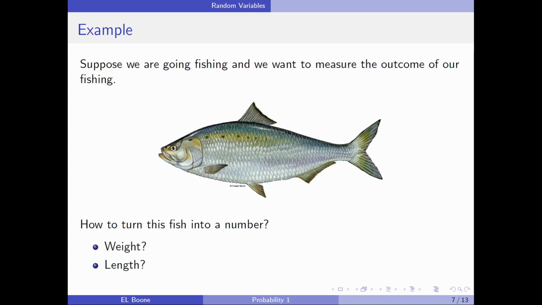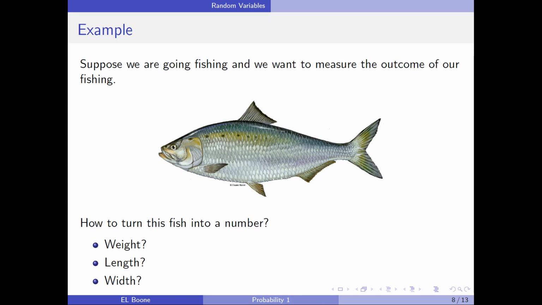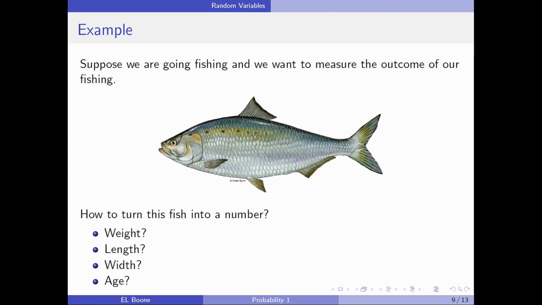We could look at the length, right? There's always that joke. I caught a fish this big, and they hold out their arms really wide, and every time they tell the story, their arms are even wider. So that's one way to turn it into a number. We could measure its length. We could measure the width of it, so sort of like the top fin to the bottom fin. Or we could measure its age. In fish, there's a bone in their skull that's called an otolith. And it has rings on it, like tree rings, and you can count the rings and determine the age of the fish, sort of approximately. But these are different ways that you can turn this fish into a number, okay?